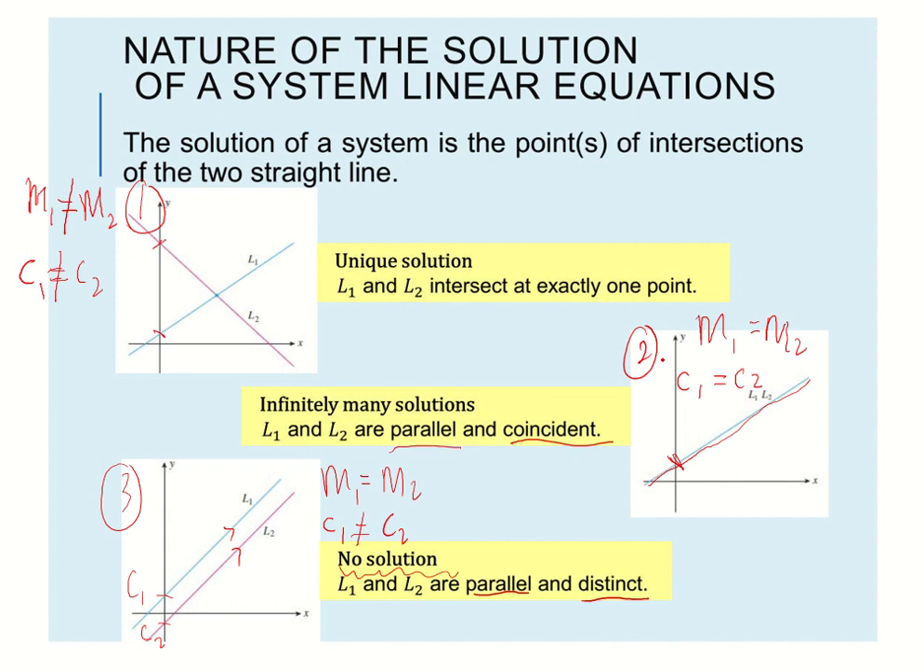Okay, so for a unique solution, the slopes are different and the y-intercepts are different. For infinitely many solutions, the slopes are equal and the y-intercepts are equal. And for no solution, the slopes are equal and the y-intercepts are different. So this is how we identify the types of solutions of a system of linear equations.